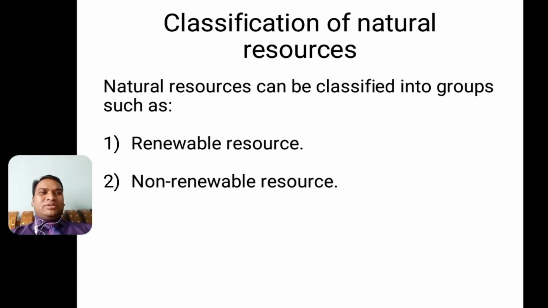Now we need to divide these resources in two ways. Natural resources can be classified into two groups. Number 1 is renewable resources, and the other one is non-renewable resources. Now we'll see these two types of resources.